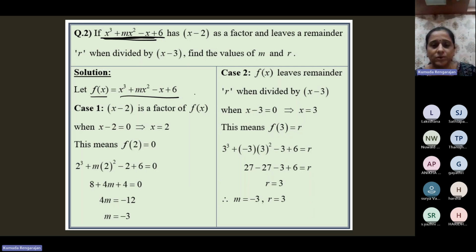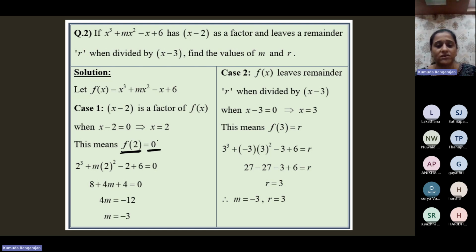Now take this information. X minus 2 is a factor of f of x. So now equate this one to 0. X minus 2 is equal to 0, so the value of x is 2. Now if it's a factor, we know the remainder is 0. So the value of the polynomial f of x at x is equal to 2 is 0.